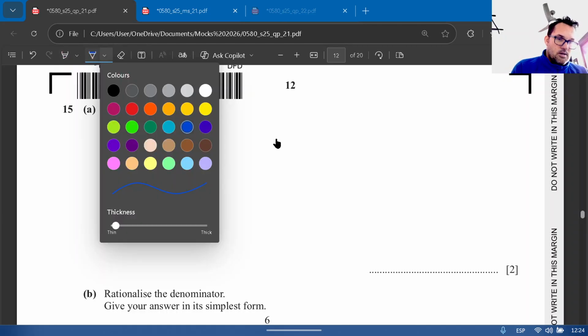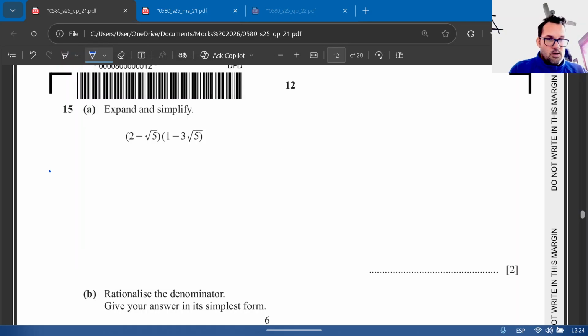Okay, let's go. Right. So there's different things with it, but yeah, you have to multiply the first one with the first one. 2 times 1 is 2. First one with the last one. 2 times minus 3 is minus 6, and that square root 5 hangs around, kind of like an x or an a or whatever. Okay. Then minus 5 times 1 is minus 1 square root 5.